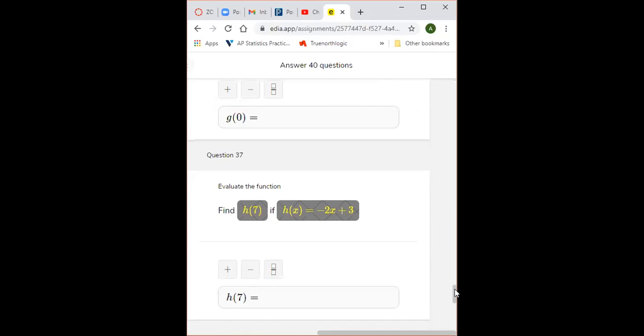All right, so the next one, I'm going to do all of these so you guys can see it. We have a -2. We're going to put parentheses. They wanted us to plug in 7 plus 3. That's it, -11. You just type it straight in.